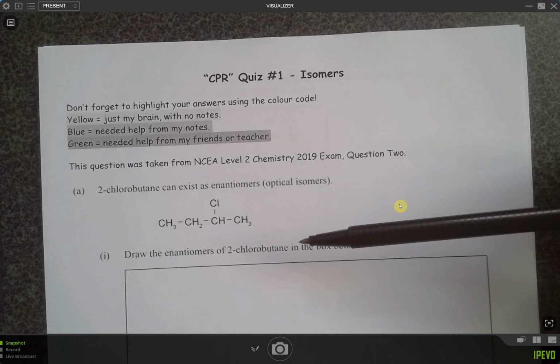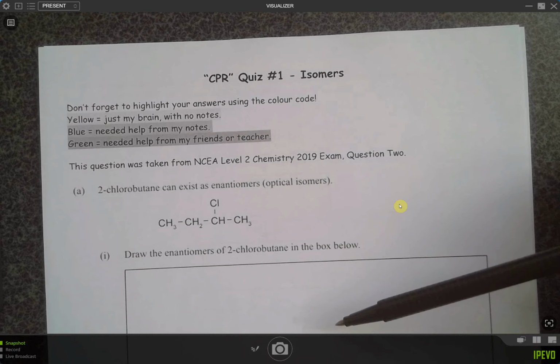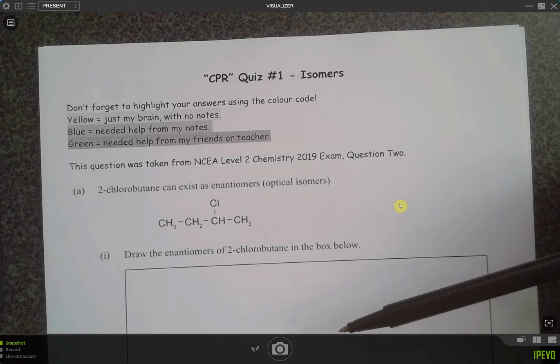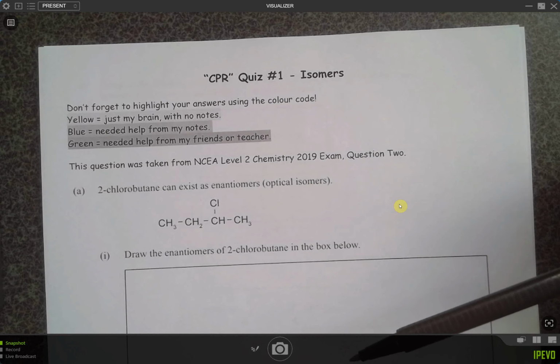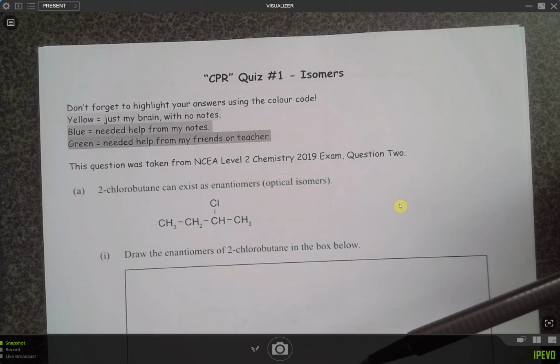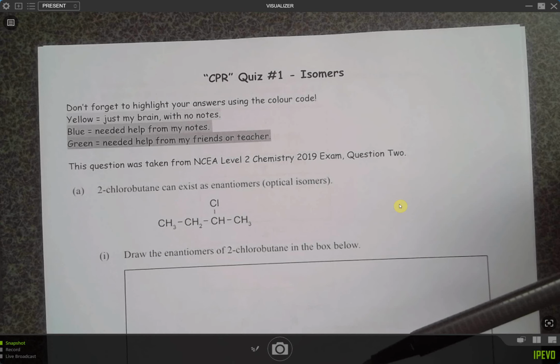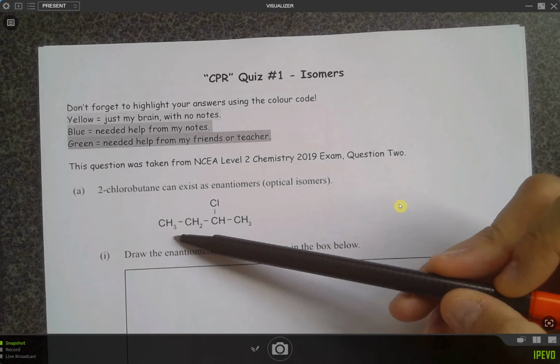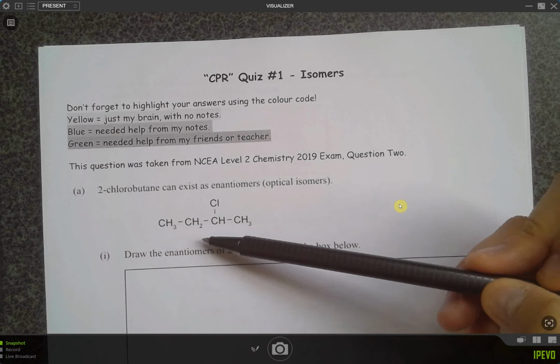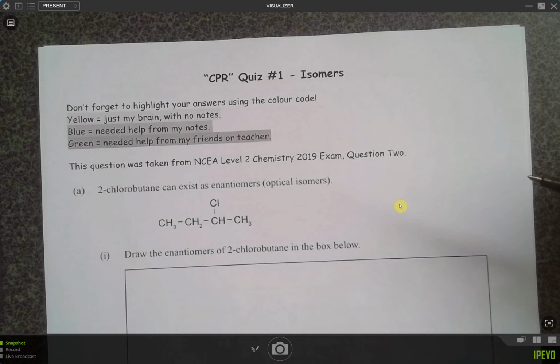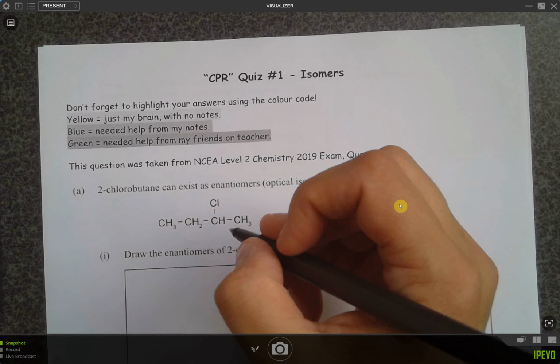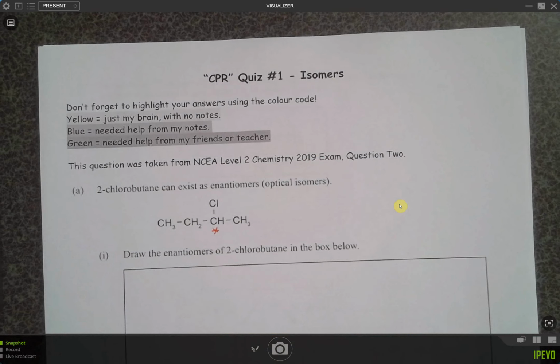So this first question is pretty straightforward. It just asks you to draw the enantiomers. The main thing that you need to do to start this question is to figure out which one's the chiral carbon. With the chiral carbon, you're looking for a carbon that has 4 different things attached to it. So I can rule out very quickly that the ones with multiple hydrogens aren't the chiral carbon, because they obviously have the repeated hydrogen. This here is the chiral carbon then.